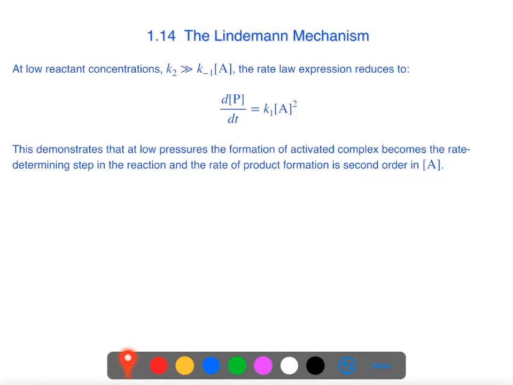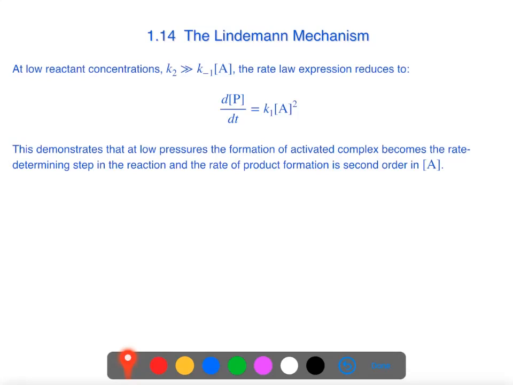However, at low reactant concentrations, the condition is different. It's reversed, where now the magnitude of k2 is much greater than the magnitude of the product of k-1 and the concentration of A. So in this scenario, the rate law expression reduces to the following, in which now the rate of product formation is only dependent upon the rate constant k1 and to a square or second order with respect to the concentration of A. This demonstrates that at low pressures or low concentrations of the reactant, the formation of the activated complex becomes the rate determining step in the reaction, and the rate of product formation is second order in A.